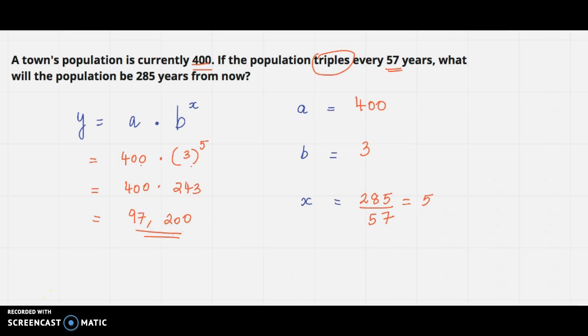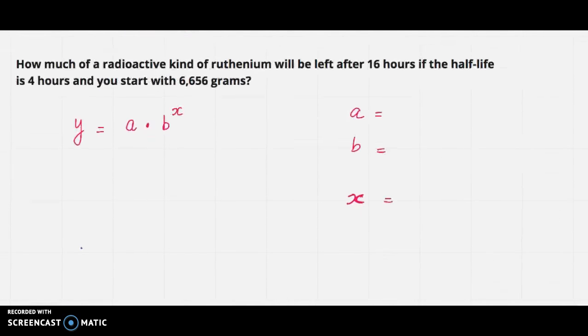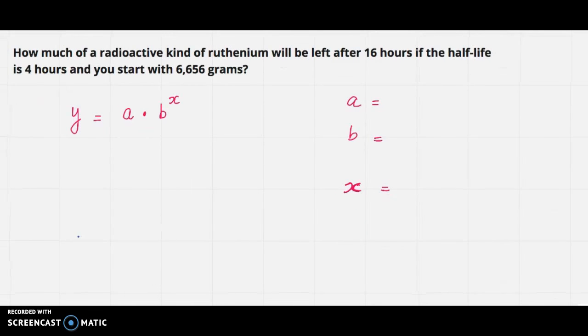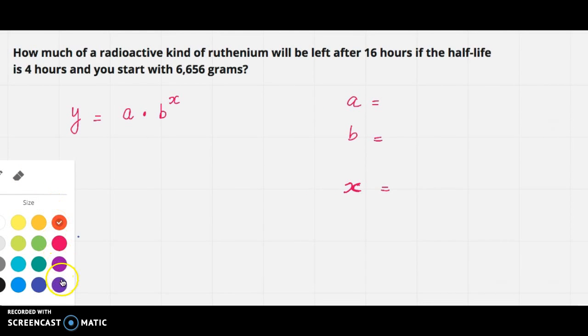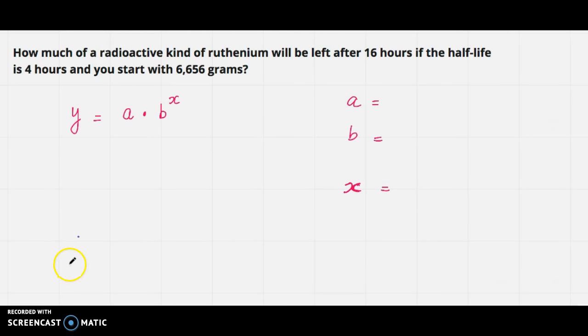Okay. So now for question number 3. How much of a radioactive kind of ruthenium will be left after 16 hours if the half-life is 4 hours and you start with 6,656 grams? So here we are talking about how much will be left after 16 hours if the half-life is 4 hours.